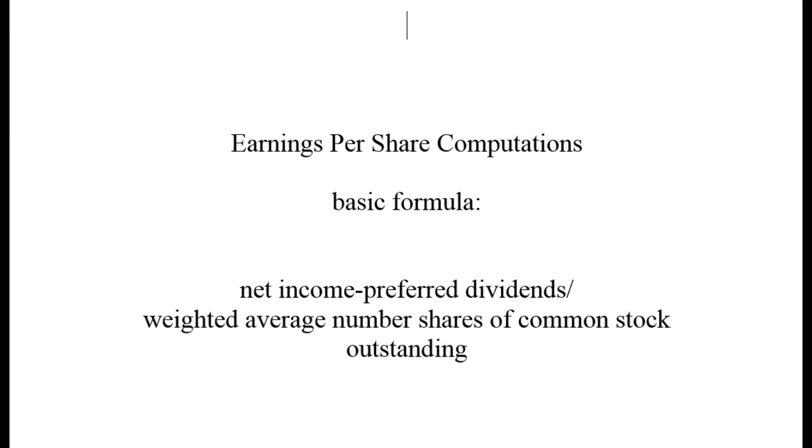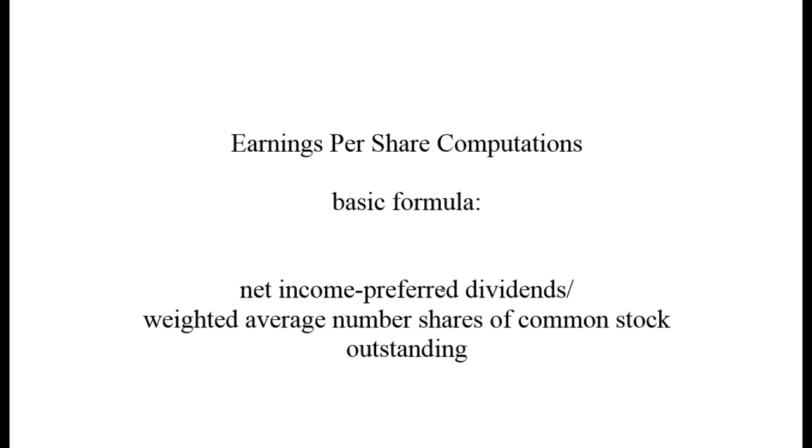Hi students, and welcome to my discussion on the calculation of earnings per share, the most widely watched and popular of the ratios. The basic formula for earnings per share is to take net income and subtract from it preferred dividends, because preferred dividends relate to preferred shareholders, and this number is computed for common stockholders.